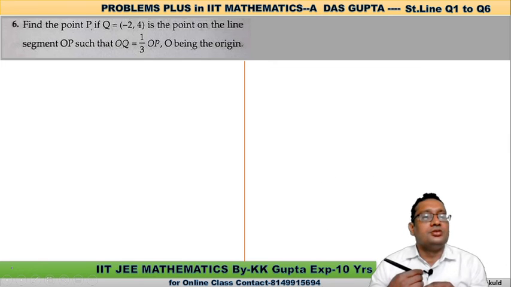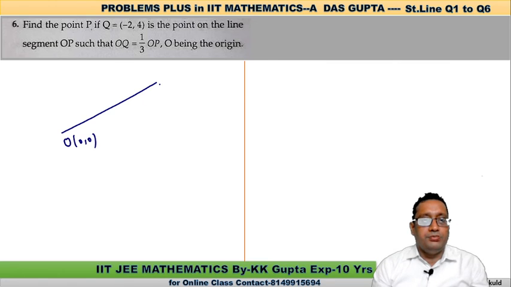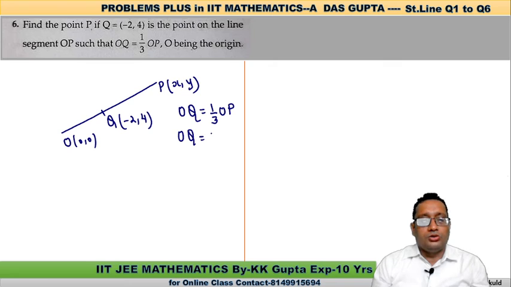Question number 6. Find the point P if Q (-2, 4) is the point on the line segment OP such that OQ is equal to 1 by 3 OP. This is the origin (0, 0) and this is P. They have not given it, but the Q point is given (-2, 4), and it is mentioned OQ is equal to 1 by 3 OP.